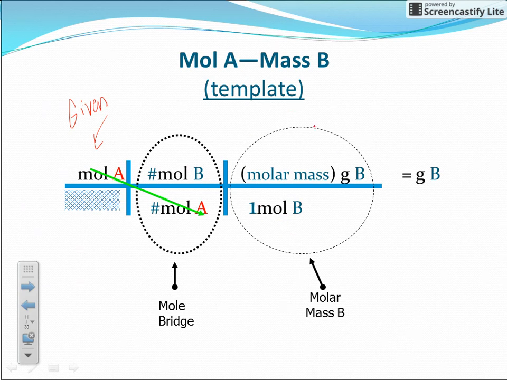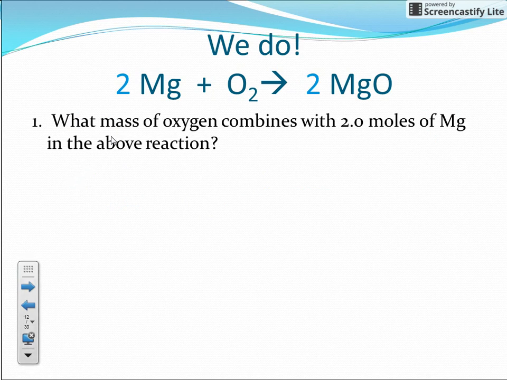Now this is your molar mass, which means you're going to be calculating the molar mass of B and plugging it in here. This will allow your moles of B to cancel. And you'll be left with grams of B on top, which is what you're looking for. Of course, this is our answer. Answer goes here, and the answer will have units of grams, and it will be for substance B. So in this particular problem, you'll be going from moles of A to grams of B. So let's look at a problem that would be set up like this.